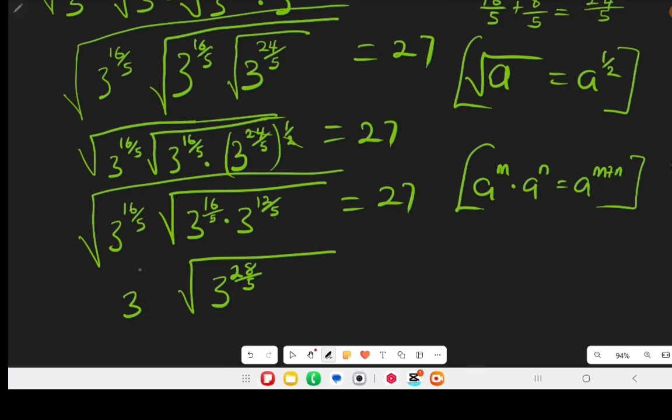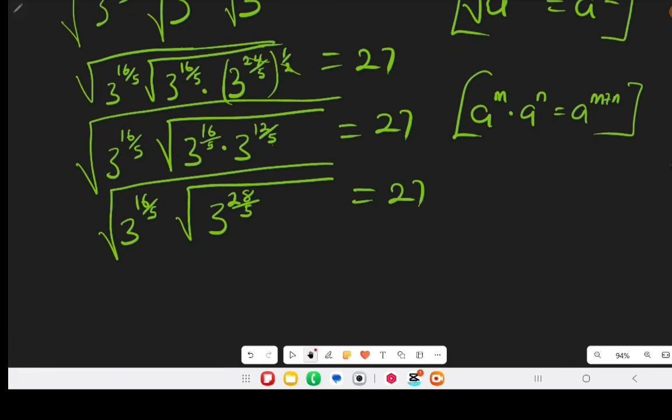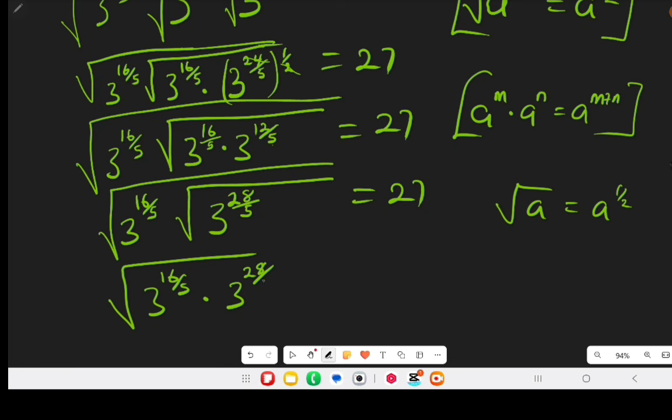Then we have 3 raised to the power of 16 all over 5, all in root. Is it equal to 27? Let's see, we are almost there. Then in this case, we want to remove this root again. To remove this root, here we have root a, which always gives us a raised to the power of half. So to remove that root, we have root of 3 raised to the power of 16 over 5 times 3 raised to the power of 28 over 5, all raised to the power of 1 over 2, equal to 27.